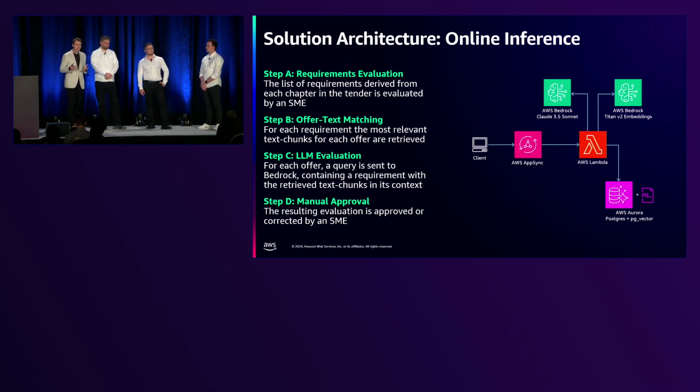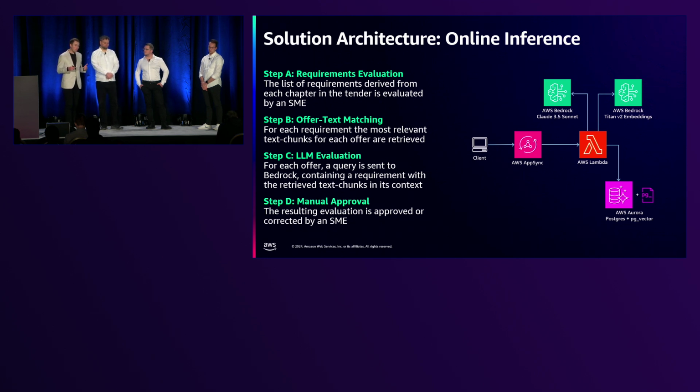If the SME is then happy with the extracted list of requirements, he can start the inference process by just a click or two in the front end. And what then happens is basically what I mentioned before. We do retrieval by semantic similarity search. For a given requirement, we search in the different offer documents for matching chunks.